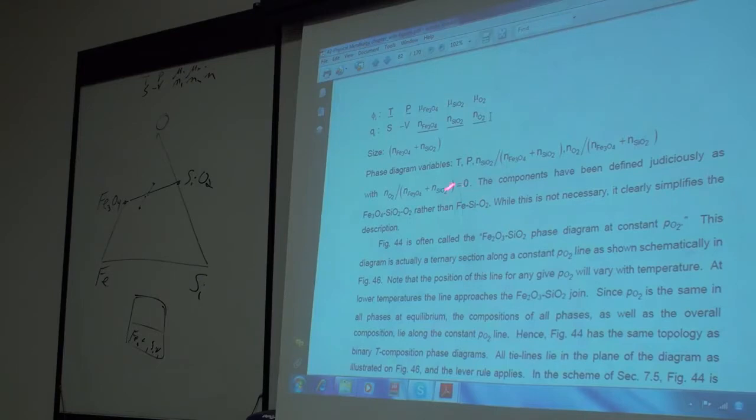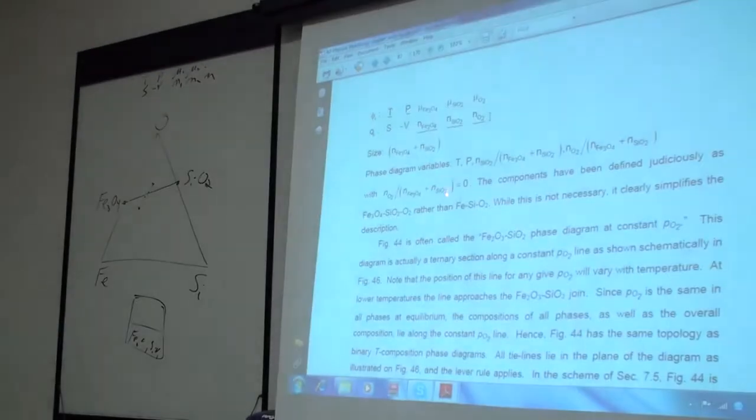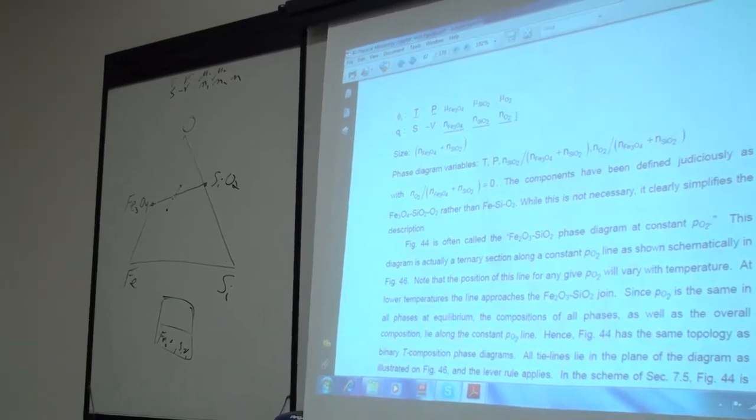Okay, and what I do then is, in the beginning, I set myself on this line by saying that the total number of moles of oxygen over the number of moles of Fe3O4 plus silica is equal to 0. So I keep total pressure constant, I keep this variable constant, and I plot temperature versus this ratio here. So everything is correct. Okay. So that's the isoplethal section, and that's quite straightforward.